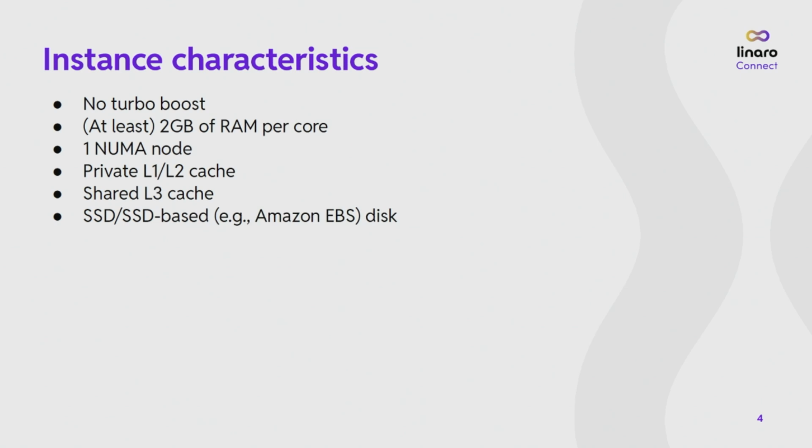I have used at least 2 gigabytes of RAM per core, which should be enough for SPEC. These processors also have only one NUMA node, so access to all memory has a constant time. And these cores have private level 1 and level 2 cache and shared level 3 cache. For storage, all of them use SSD or SSD-based disks to try to avoid any interference from storage.